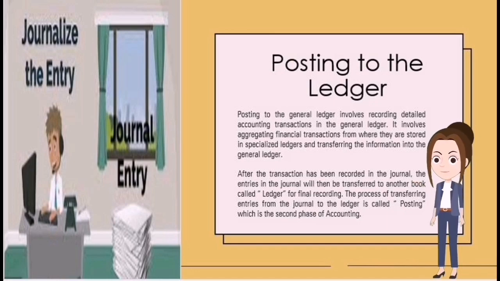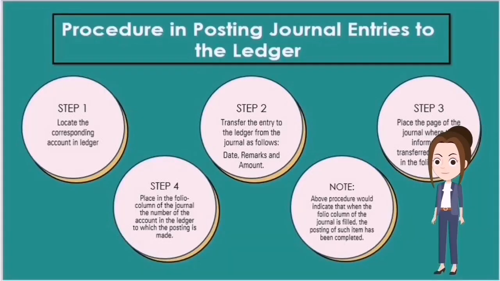The process of transferring entries from the journal to the ledger is called posting, which is the second phase of accounting. Procedure in posting journal entries to the ledger. Step 1. Locate the corresponding account in ledger. Step 2. Transfer the entry to the ledger from the journal as follows.